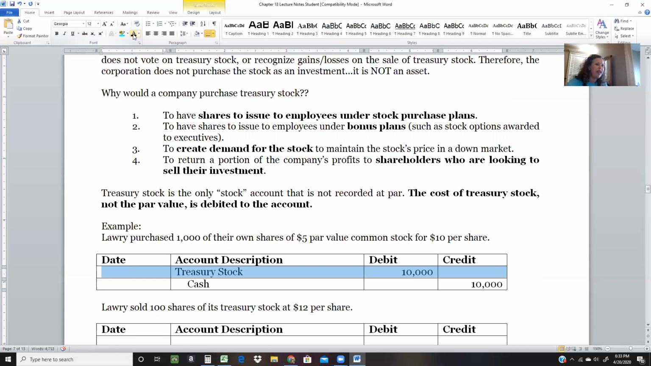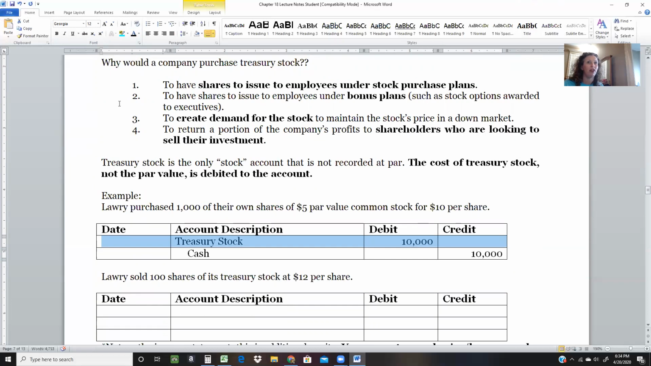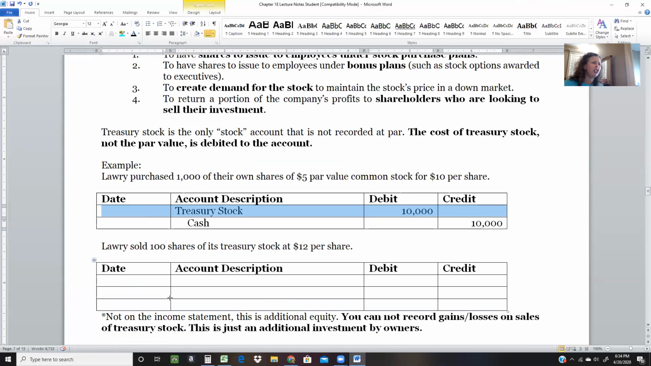All right, so then we're going to sell 100 of those shares of treasury stock at $12 a share. We bought them out of the market for $10, and now we're selling them for $12. So we made money, but it's not profit. We cannot record gains or losses on our treasury stock because we could purposely do things to manipulate our own financials, and that's not allowed. So we're going to sell the shares for $12 a share, 100 of them, so we're going to bring in cash of $1,200.